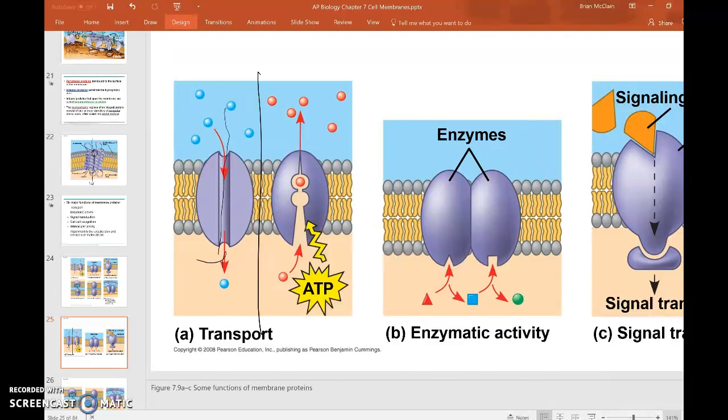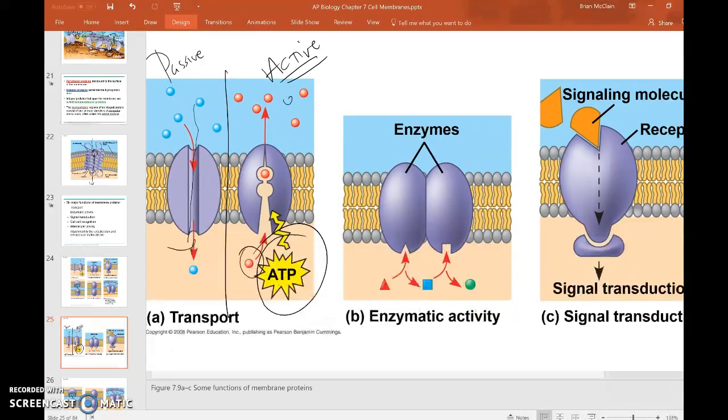So maybe these are ions or something that's polar, and this would be passive. Over here, energy is being invested, and we're taking something from a low concentration and making an even greater concentration. So this is active. Both rely on proteins. All right.